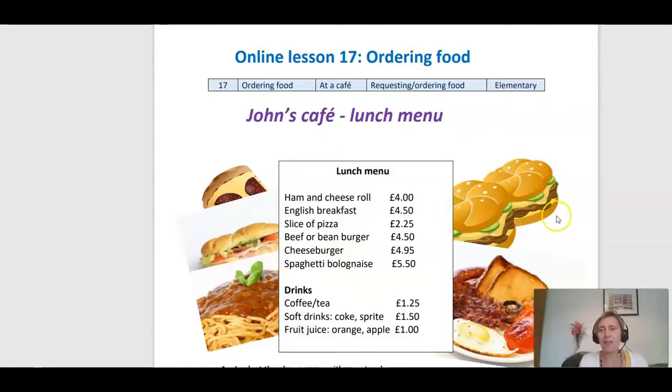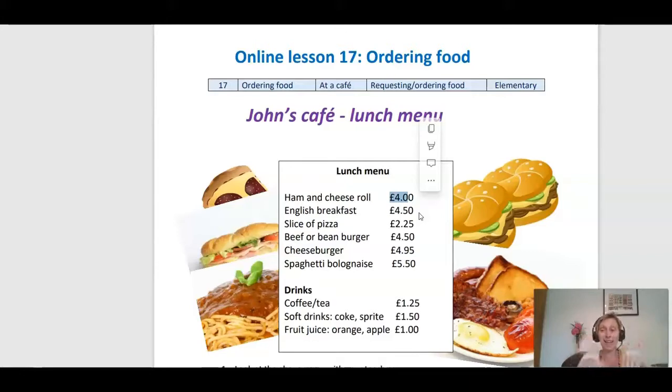Let's go through. Let's make sure they can read all of these as well. Okay, everyone. Ham and cheese roll. How much is a ham and cheese roll? And make sure you've got the protocol for English money established. It's £4 or it's £4.50. So spend a bit of time making sure they understand the vocabulary, they understand the context, and they can read and hear what the words are.